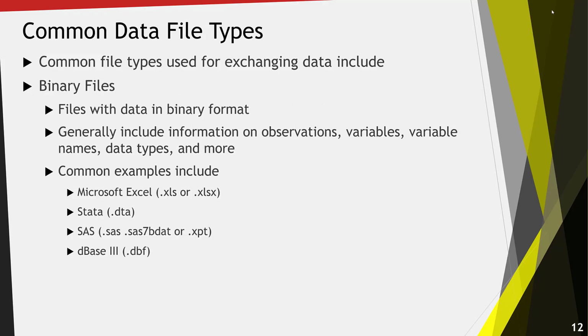As an alternative to text, there are also binary formats for exchanging data. These are going to contain information in a computerized binary format, so if you open up the file, you won't be able to glean anything from it. They usually contain information in this binary format on observations, variables, variable names, data types, and possibly more.